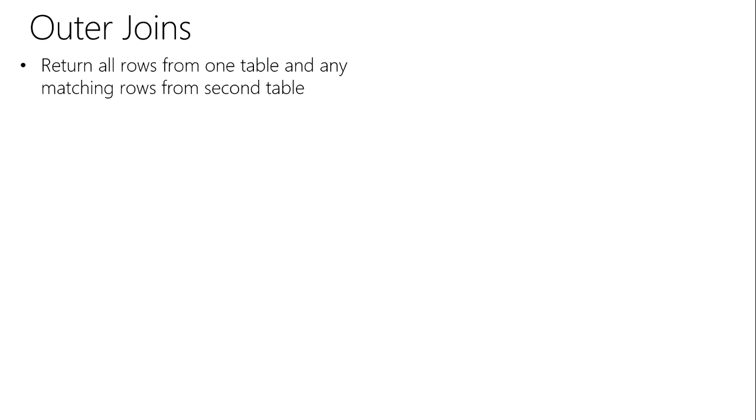Let's talk a little bit about outer joins. An outer join is when we return all the rows from one table and any matching rows from the second table. But from the first table, I want all of the rows, regardless of whether they're matching or not. So an example of this might be where I've got employees and orders, and I want a list of all the employees, and for the ones who've taken orders, I want details of the orders that they've taken.